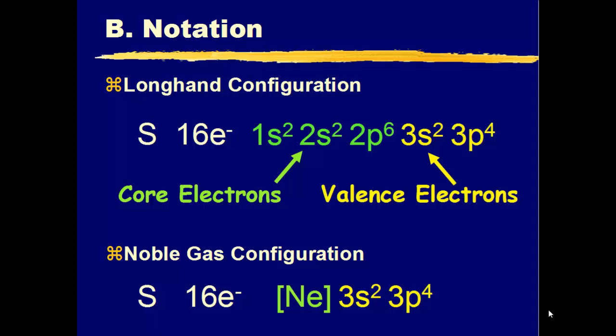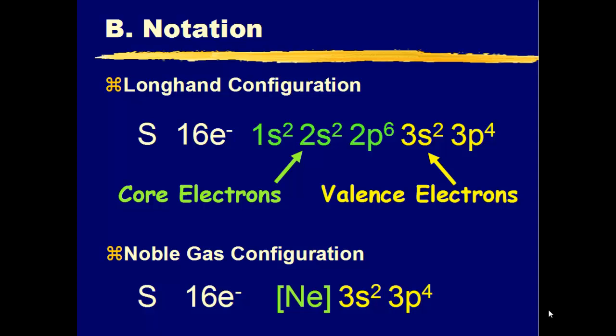Now, valence electrons are defined like this. Make sure you write this down. Valence electrons are the highest energy level s and p electrons for an element. I'll tell you again. Valence electrons are the highest energy level s and p electrons for an element.